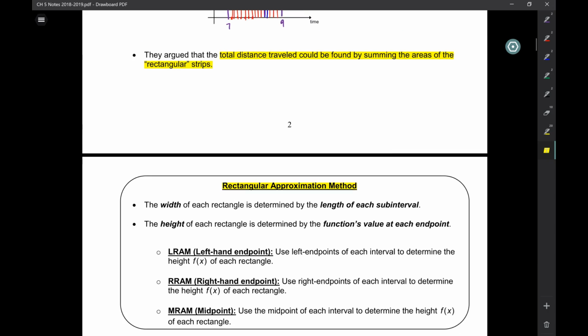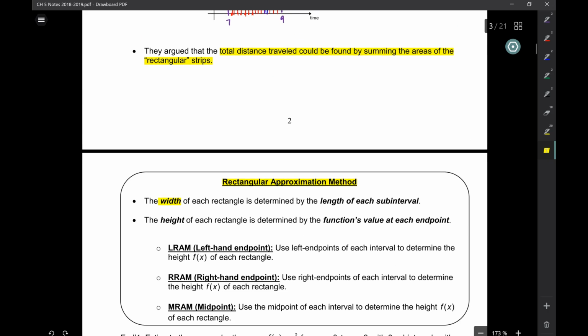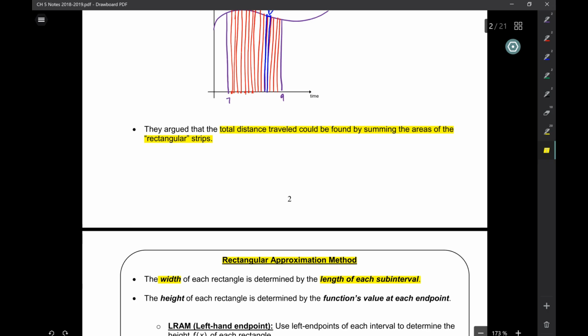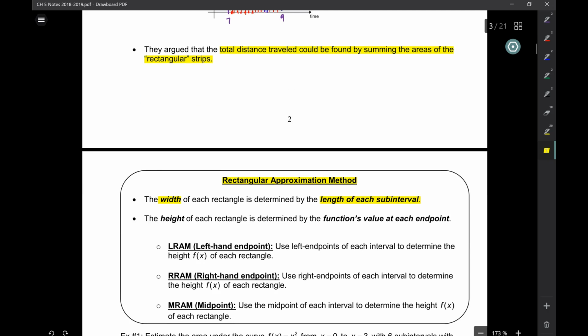So as we just figured out, the width of each rectangle is determined by the length of each subinterval. So for example, the region from 7 to 9, if I divide it into 4 subintervals, how big is each base here? It's a half, right? So 7 to 9, I divide it into 4. Each one is half, half, half. Now if I divide it into 8 regions, how big? It's a quarter.